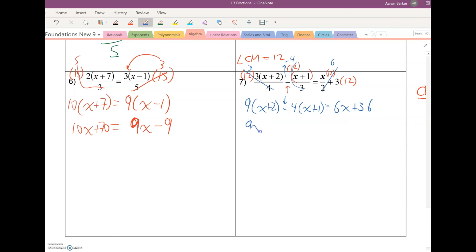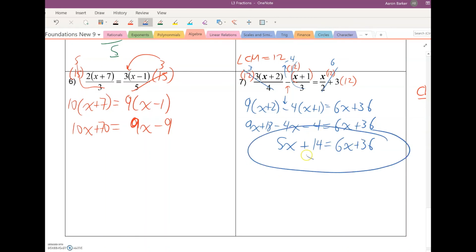Multiply in: 9x plus 18 minus 4x minus 4 equals 6x plus 36. Collect like terms: 5x plus 14 equals 6x plus 36. So now both sides are simplified. Now I can start moving things across left and right.